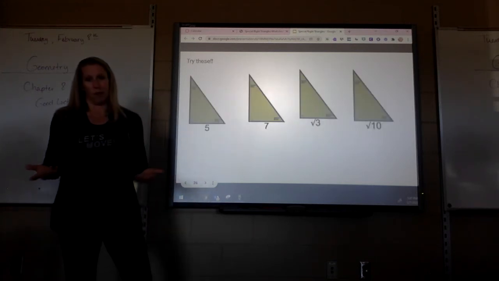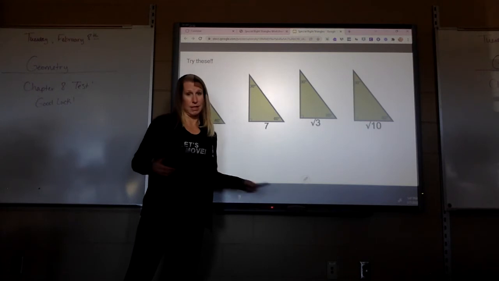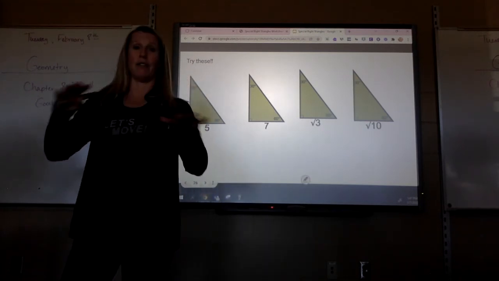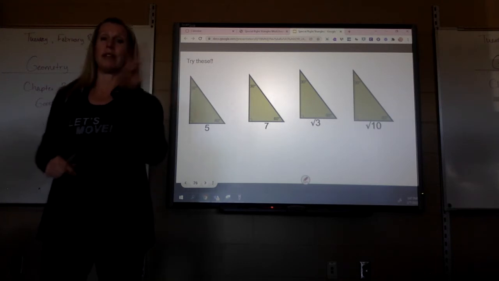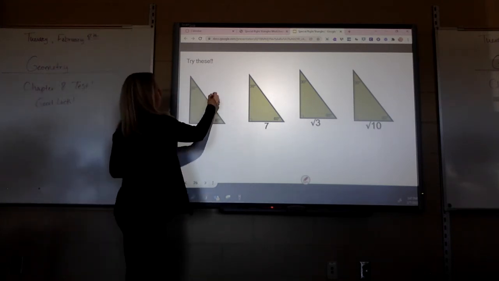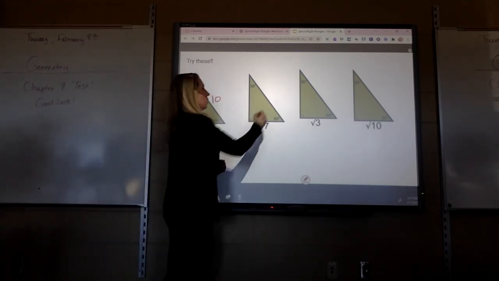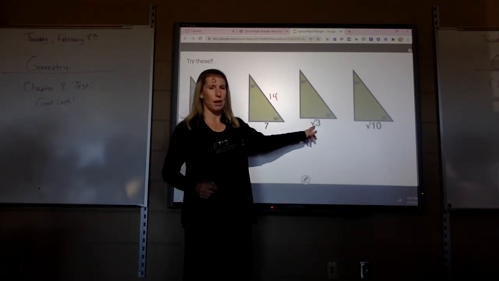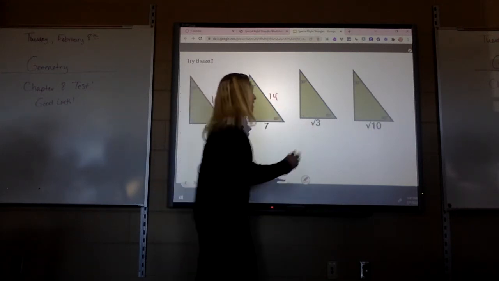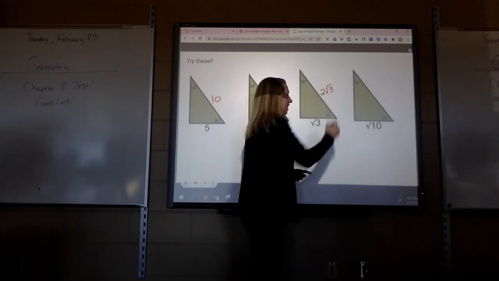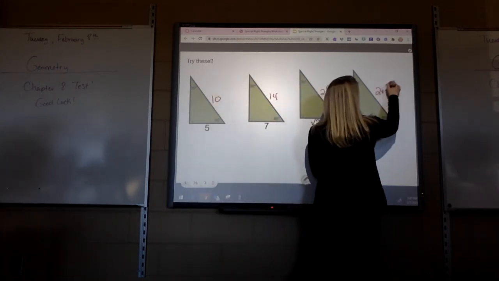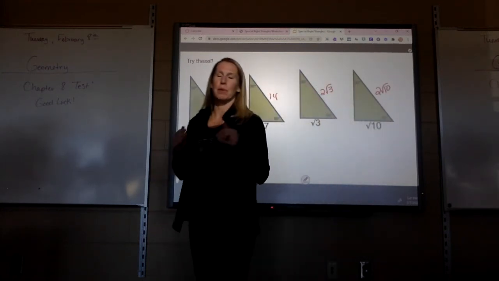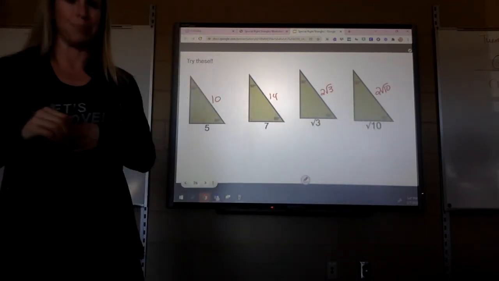So let's try a few. If I know the short leg, everything is much easier because everything revolves around the short leg. So to get the hypotenuse, it's just short leg times 2. 5 times 2, 10. 7 times 2, 14. Radical 3 times 2, 2 radical 3. Radical 10 times 2, 2 radical 10. I can't multiply because they're not both under radical.